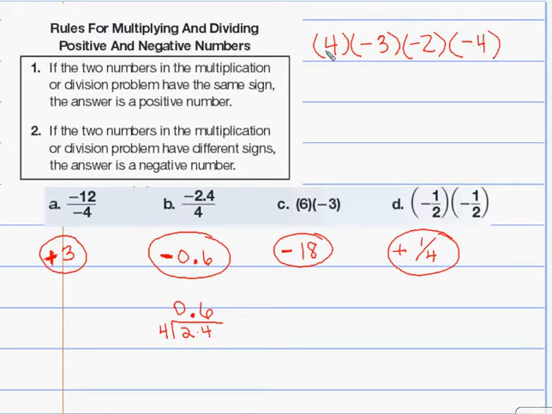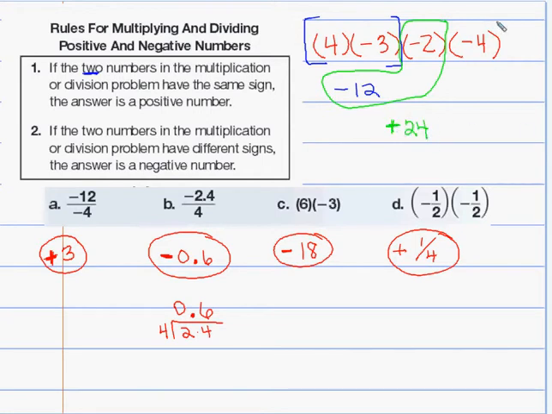Notice now I have 4 numbers. My rule only covers 2. So we can break this into 2 groups of 2. Okay, so we could take these 2 first. What is 4 times negative 3? I have different signs, so it will be negative 12. So now I can group negative 12 with the negative 2, and negative times negative, I have the same sign. Negative 12 times negative 2, positive 24.